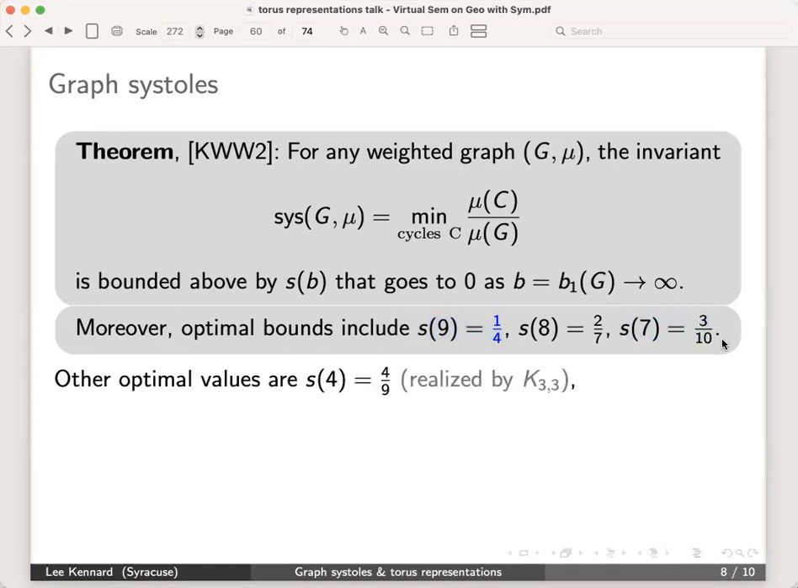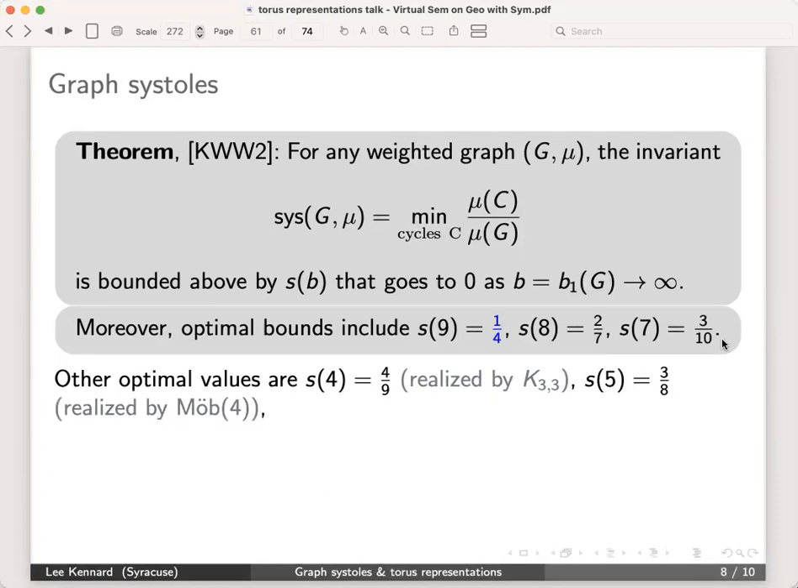And I want to just illustrate some other optimal values. These are little homework problems that you can do now. So for S of 4, it's pretty straightforward to prove that the upper bound there is 4/9. And a graph that realizes this, that shows that that's optimal, is the famous graph K33, like the 3 utilities problem and thinking about planarity as a condition. For S of 5, the value is 3/8.